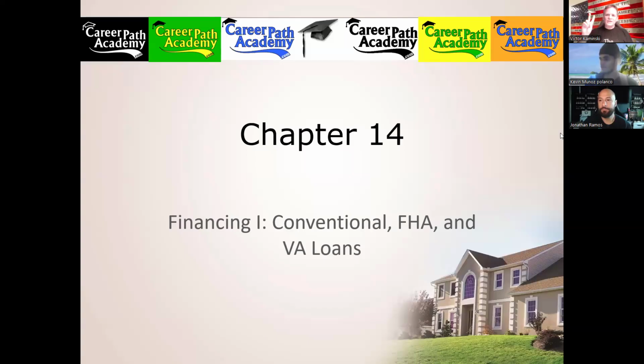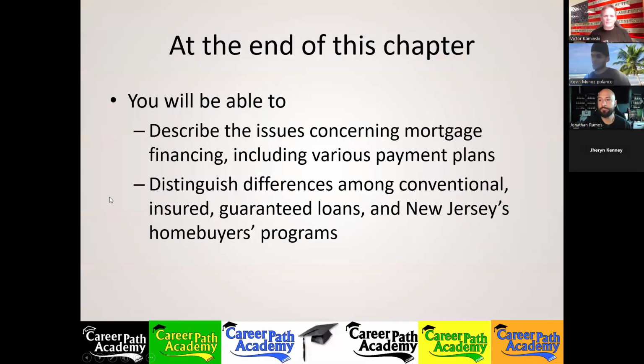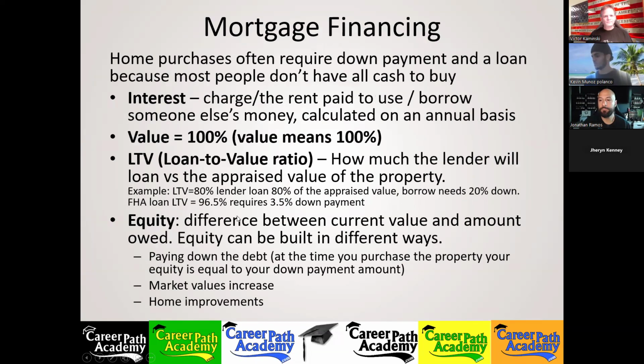This is the second chapter on mortgages and lending. It's chapter 14, Financing 1, Conventional, FHA, and VA loans. And in this chapter, we're going to talk about issues concerning mortgage financing, including various payment plans. We're going to distinguish differences among conventional, insured, and guaranteed loans, as well as New Jersey's home buyer programs.